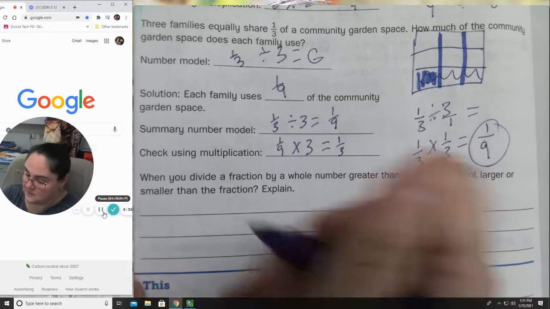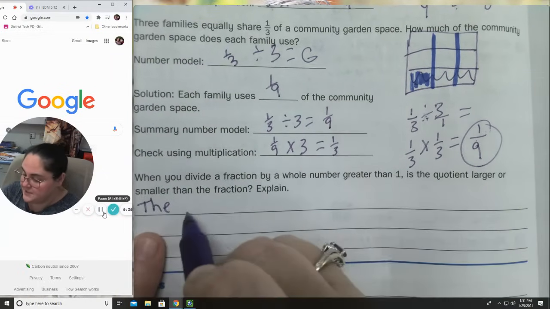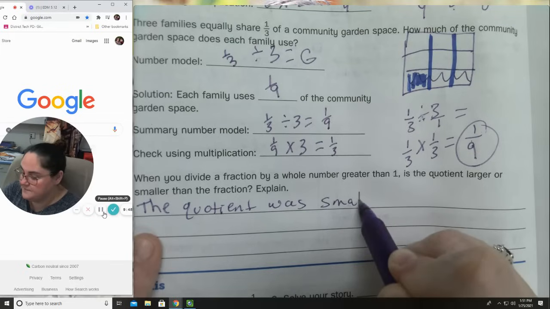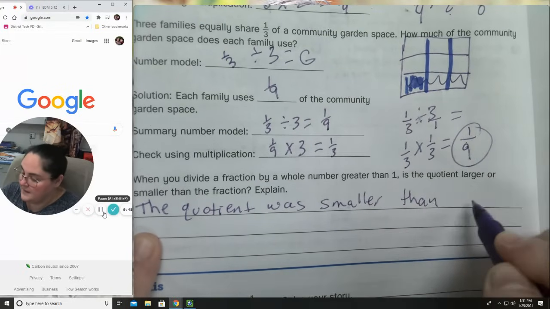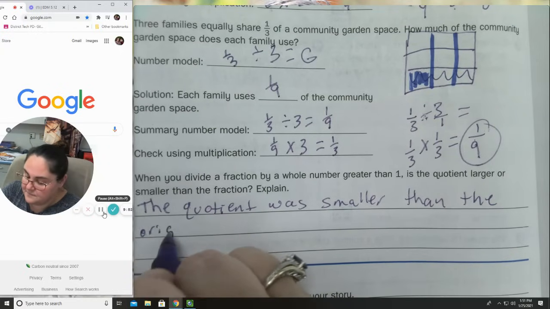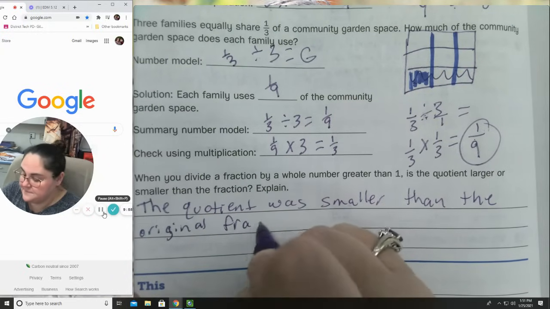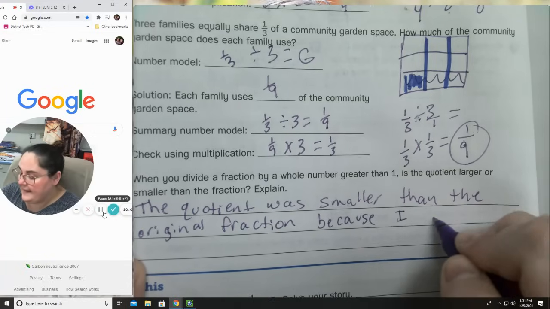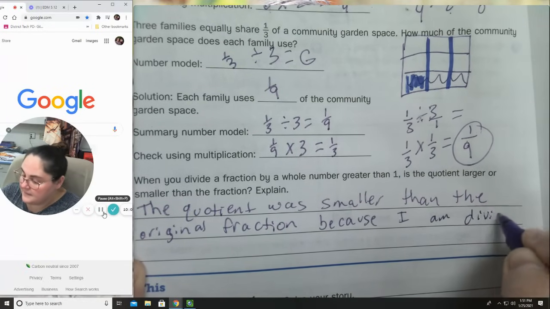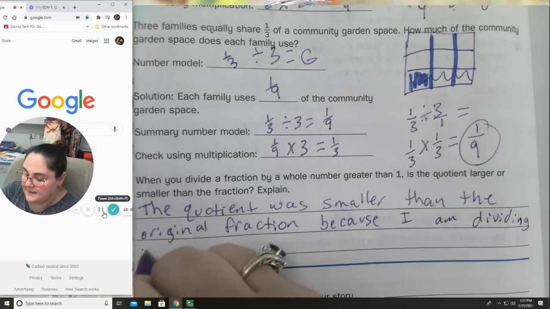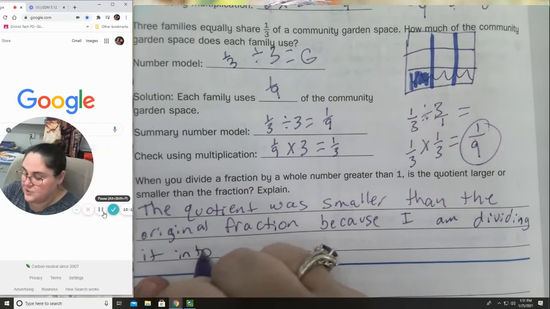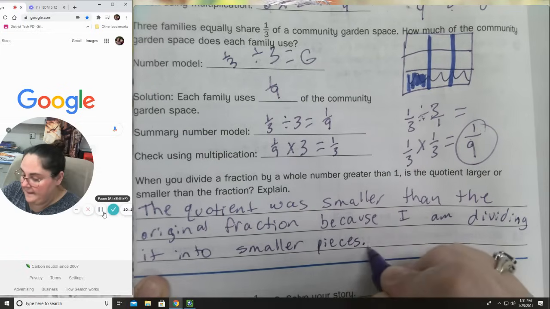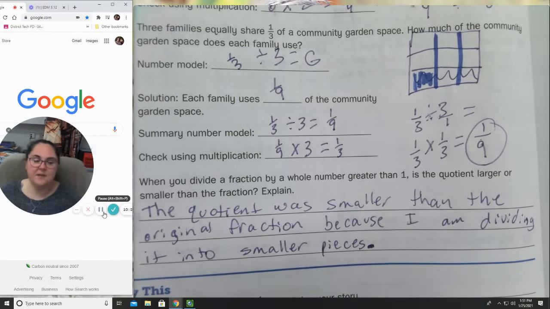Okay. The quotient was smaller than the original fraction because I am dividing it into smaller pieces. As long as you have something close to that, you will be fine.